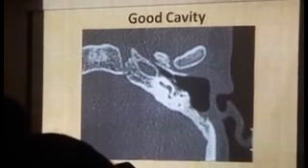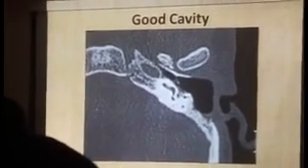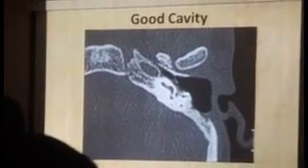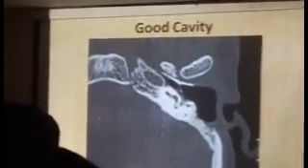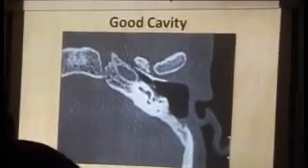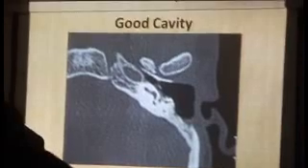When you are doing the revision case, especially if the revision is for a modified radical mastoidectomy or otherwise, you need to know whether the cavity created is good or not. And you can get evidence from the CT scan to ascertain whether the cavity created by either you or the previous surgeon is good or not.